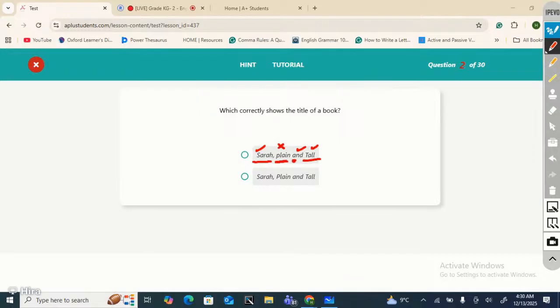So is it the correct option? Does it show the correct title of a book? No. Now look at option 2. First word, second, last word capitalized, and is not capitalized. And plain, the important word, is also capitalized. So yeah, this option is correct. Option 2.